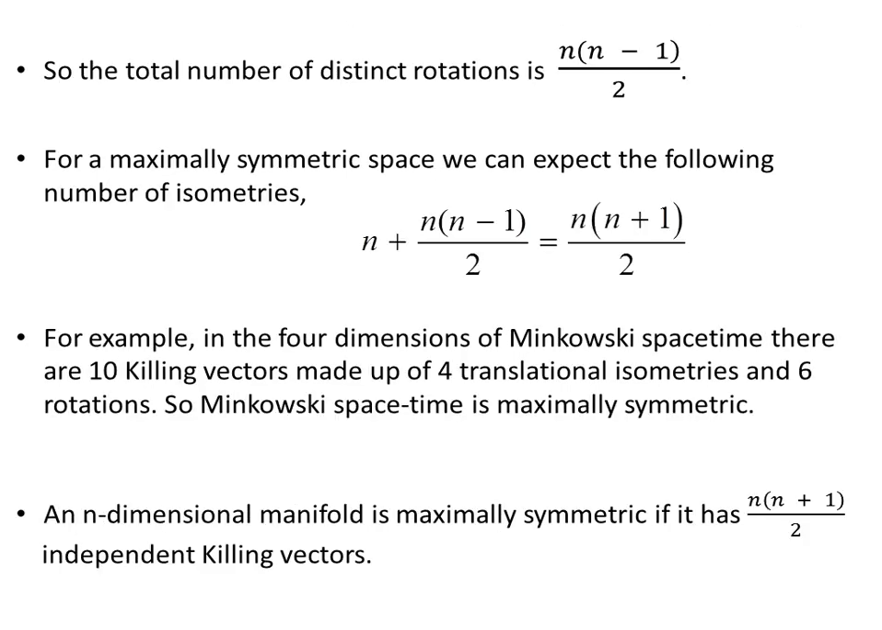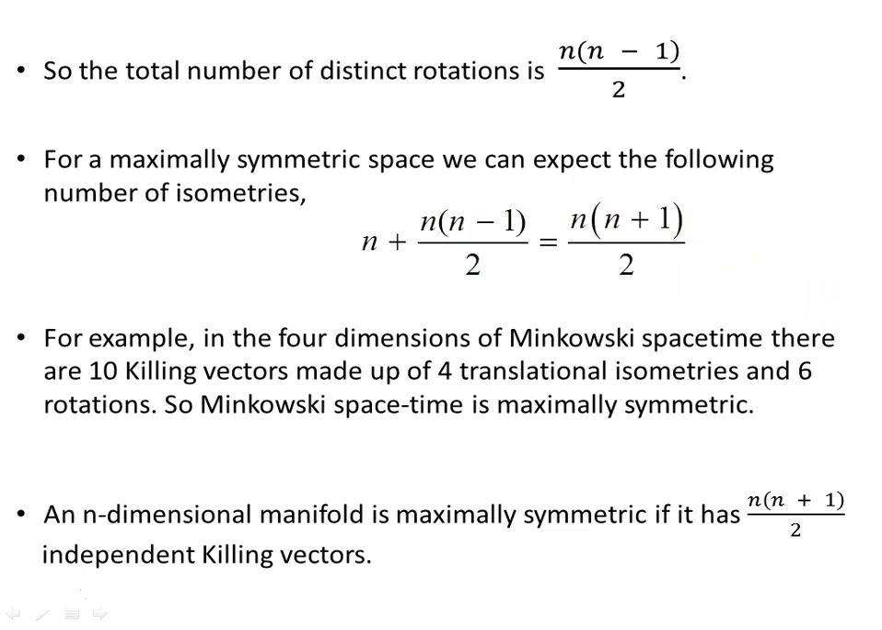So the total number of distinct rotations will be n axes times n-1 other axes into which it can be rotated, divided by 2, so that we don't count our rotations twice. So x into y is the same as y into x, so we divide the result by 2. For a maximally symmetric space, we can expect the following number of isometries: n translational ones, n times n-1 on 2 rotational ones, to give us a total, when you do the algebra, of n times n+1 on 2.